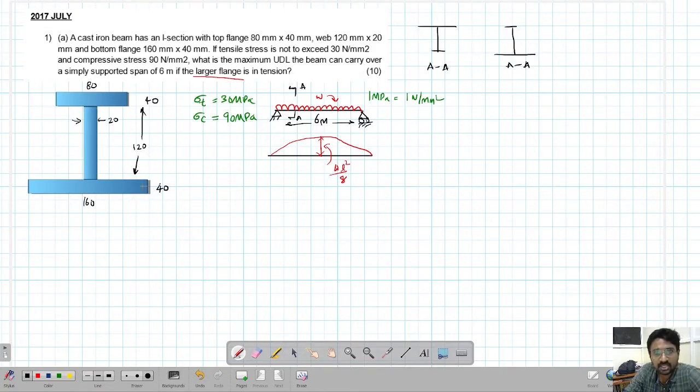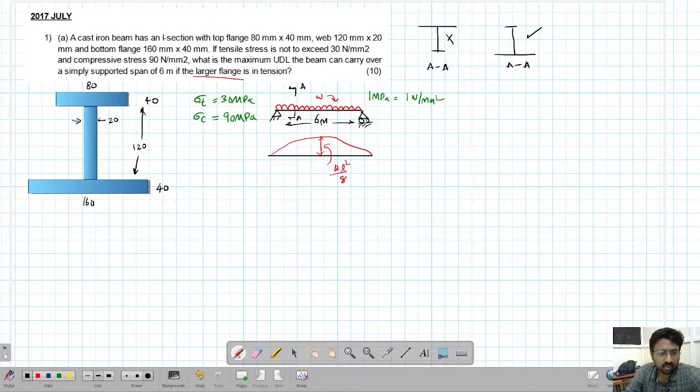It will be in tension when, in a simply supported beam, the beam bends like this. At the top of the beam there will be compression, and at the bottom of the beam there will be tension. They're telling us the larger flange is in tension, so that means the larger flange is at the bottom. This is the orientation that you have to take, not this. That is why this data is given.